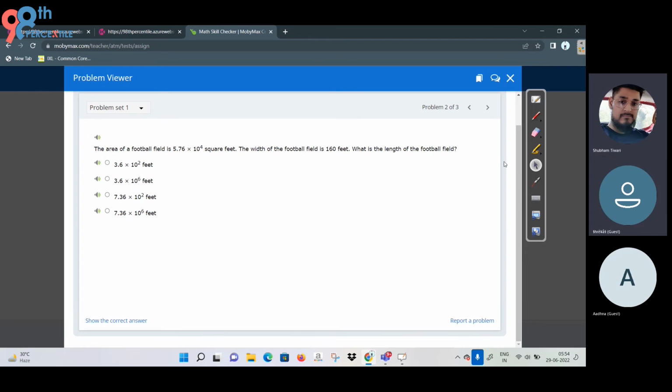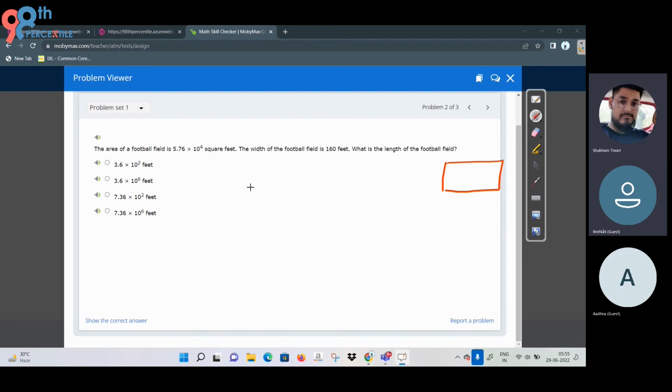Let me show you how. First of all, what the question says: area of a football field is 5.76 times 10 power 4 square feet. The width of the football field is 160 feet. What is the length? If it is asking for length, this field must have been a rectangular field. Yes or no? Yes.